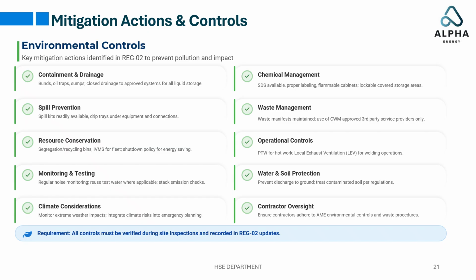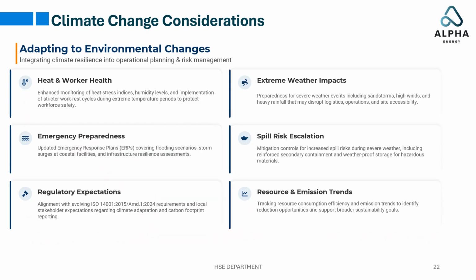Operational controls such as permit-to-work systems for hot work and local exhaust ventilation for welding activities help reduce emissions and hazards. Measures for water and soil protection ensure that no contaminated discharge reaches the ground and that contaminated soil is treated according to regulatory requirements. Additionally, contractor oversight ensures that all contractors comply with AME environmental controls and waste management procedures. A key requirement is that all controls must be verified during site inspections and documented through updates in the Reg 02 register. Climate change considerations are integrated into operational planning and risk management to strengthen environmental resilience.